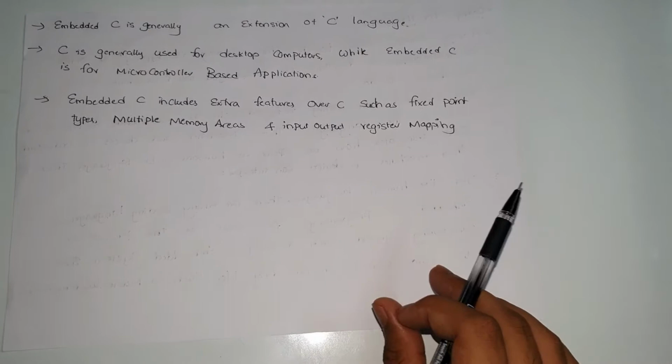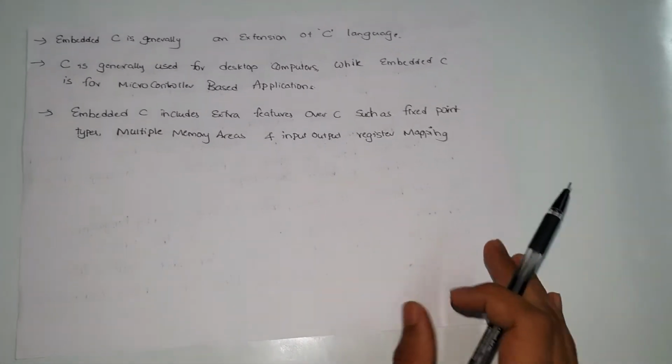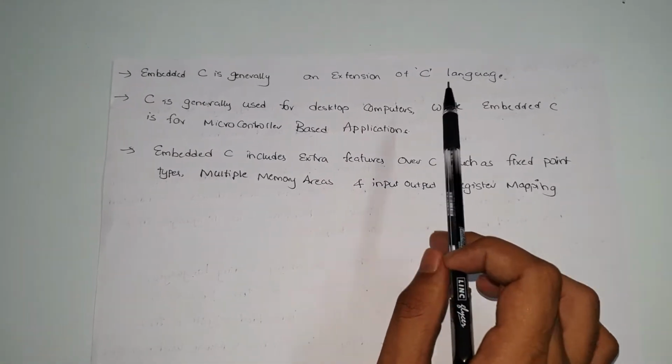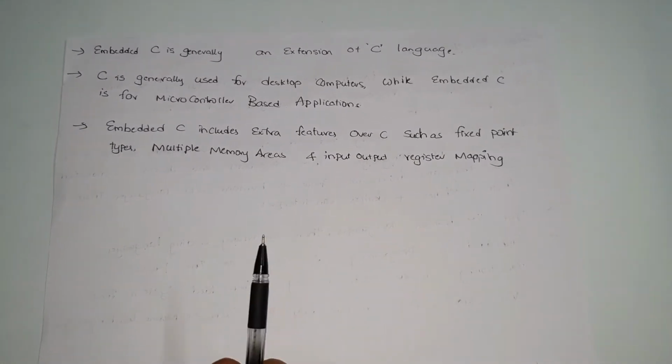The most frequently used programming language in microcontrollers is embedded C. Embedded C is generally an extension of C language. They are more or less similar. However, there are some differences.